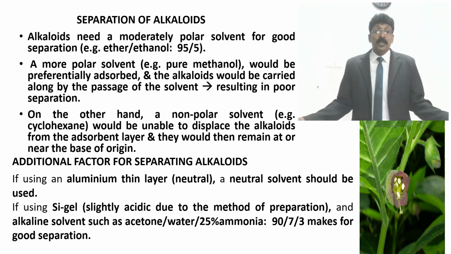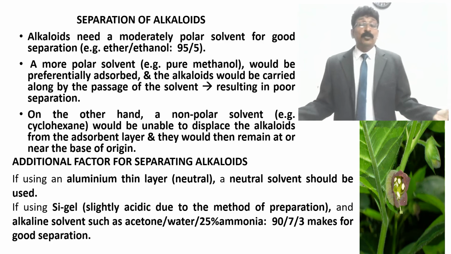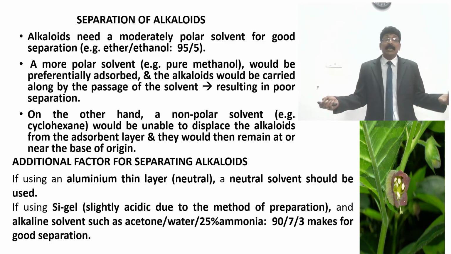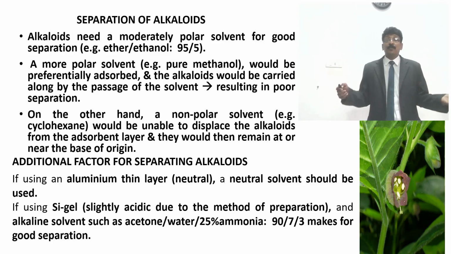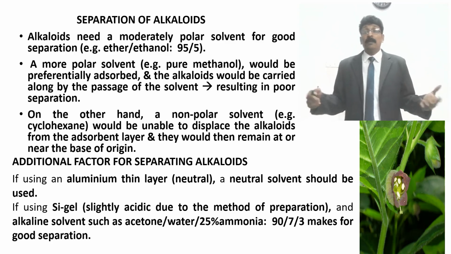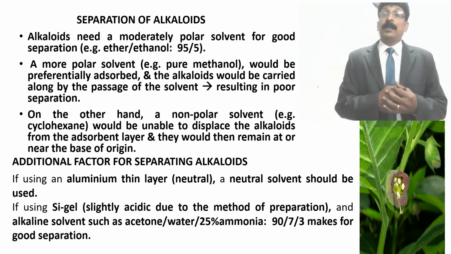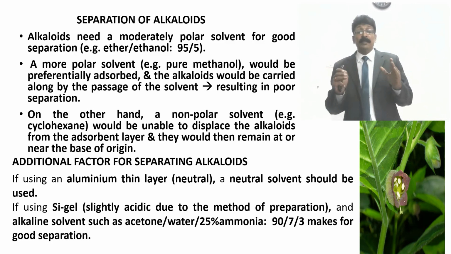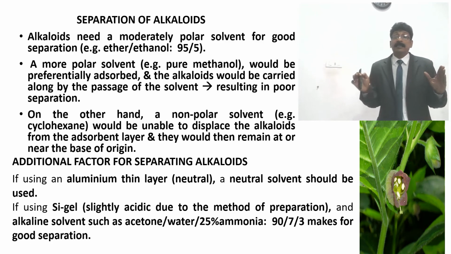So what are the additional factors which you have to remember? For example, in the first line itself, you are adding ether and ethanol in the ratio of 95:1, which is the correct polarity of the mobile solvent that can be used for the separation of alkaloids. This is the crude way which I told, but still the polarity of the solvent has to be decided by the researcher, who has to identify it by trial and error method.